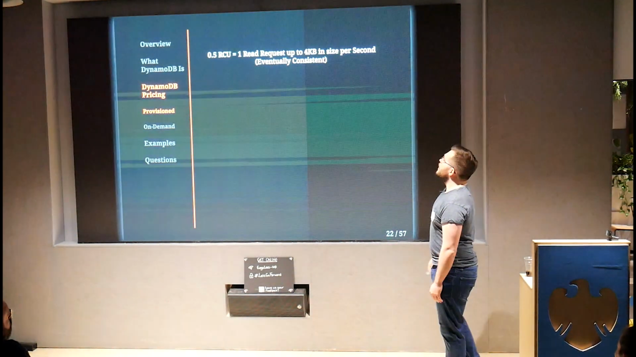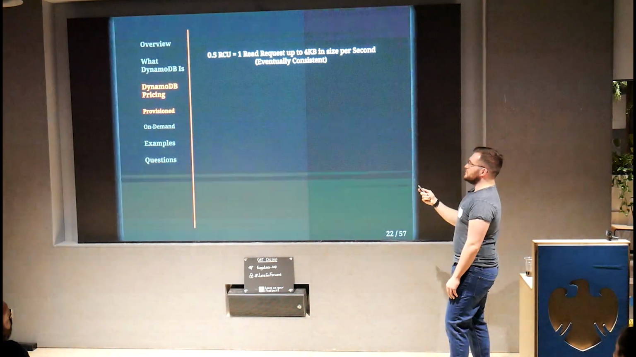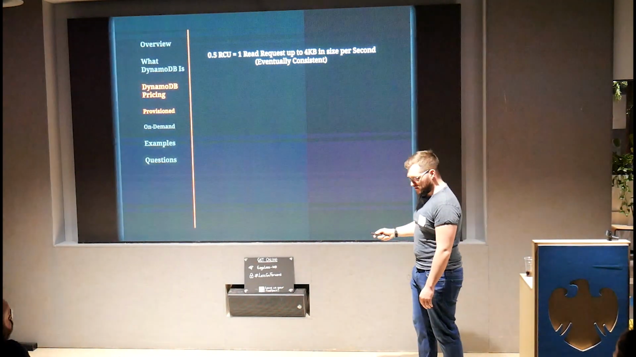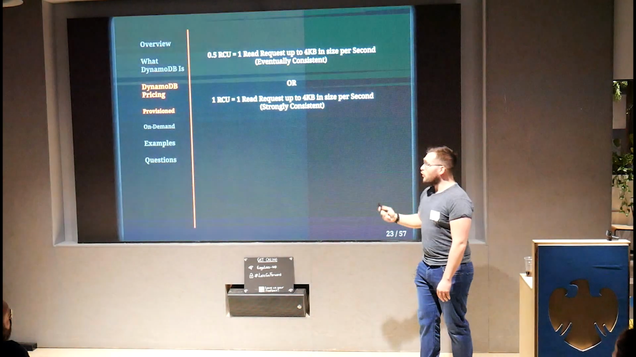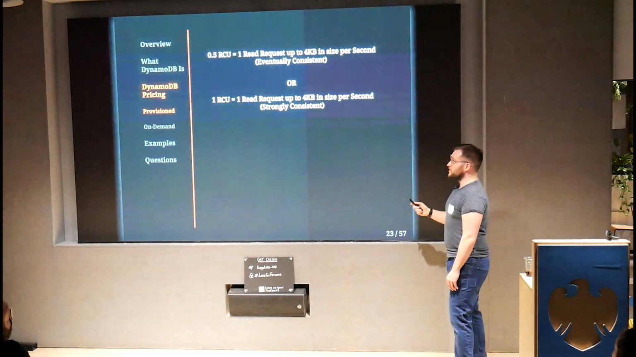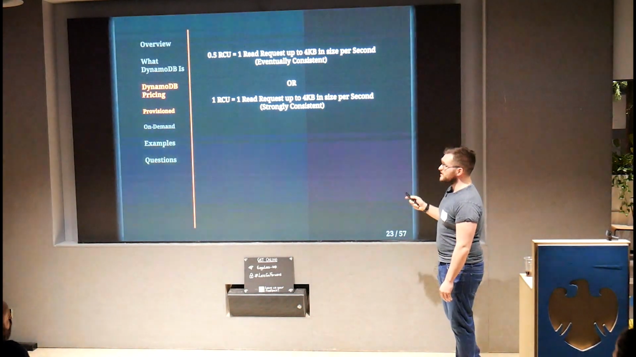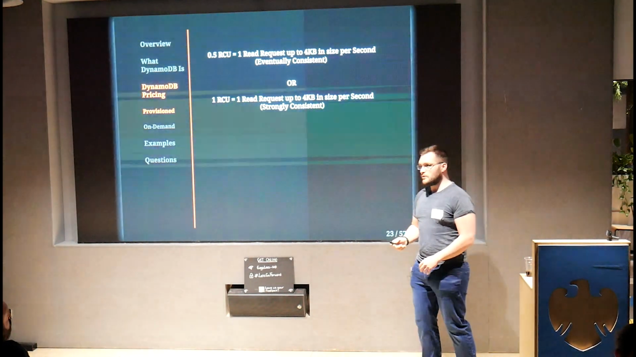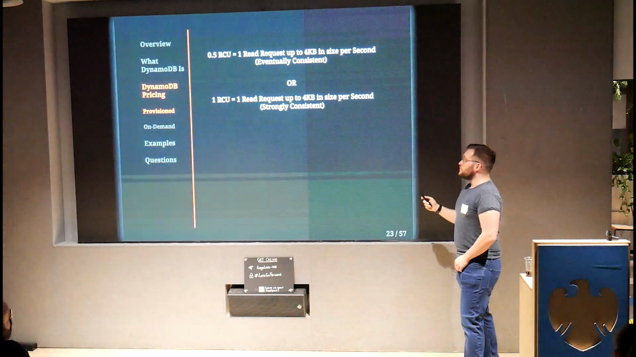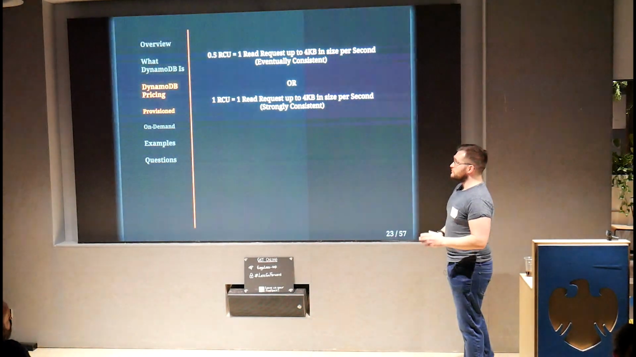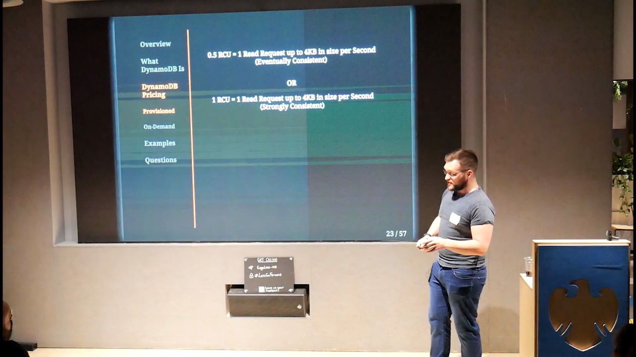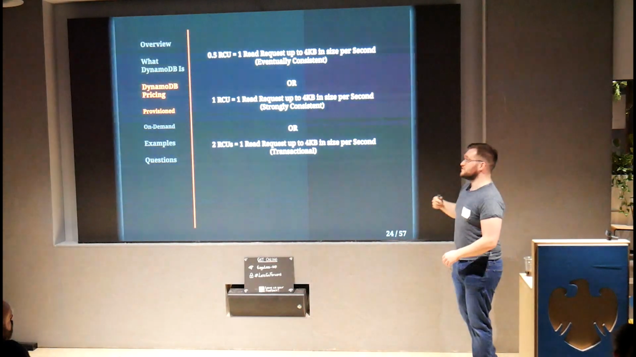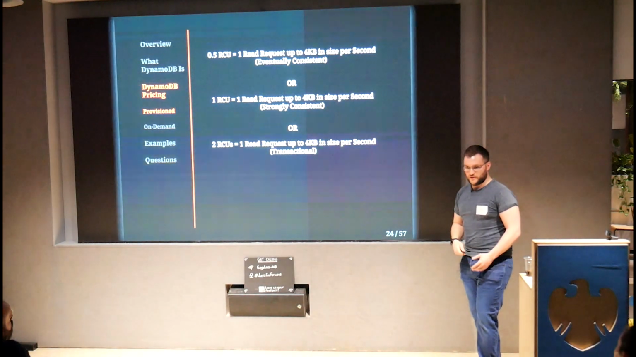Half a read capacity unit will give you 1 read request up to 4 kilobytes per second if you're using eventually consistent reads. So it could be a tiny bit out. I think it's about a second it could be out by. 1 read capacity unit will give you 1 read request up to 4 kilobytes in size per second that's strongly consistent. And then you have the transactional cost, which is double that again if you're making a transactional request.